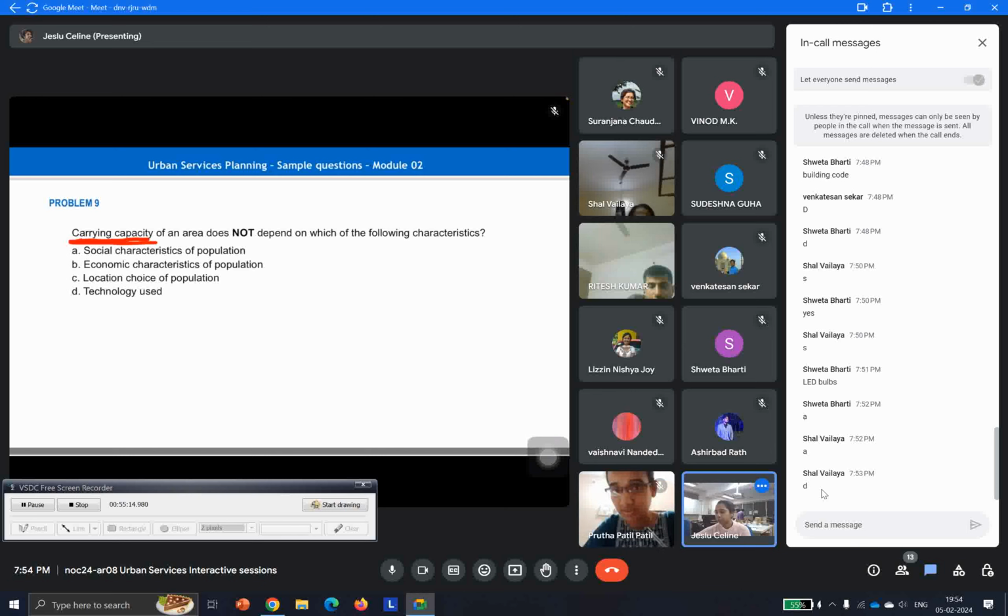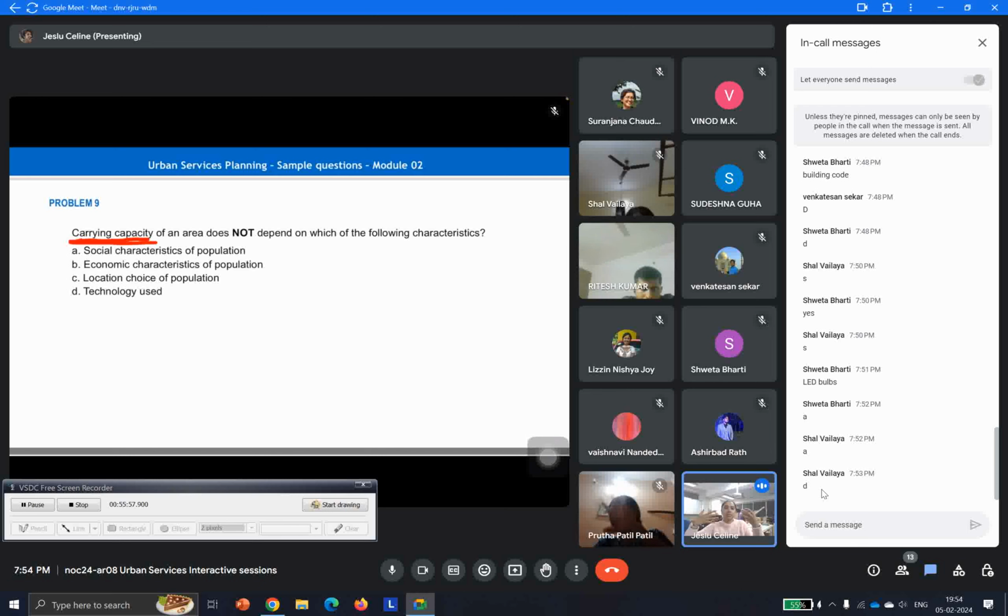Carrying capacity of a region. Okay, yes, please. Very good. Absolutely right. It's basically how many people the area can support, or how many facilities the area can support based on the resources which are there. If you build this facility, how many people is it going to cater to? So it's basically the capacity that can be catered.